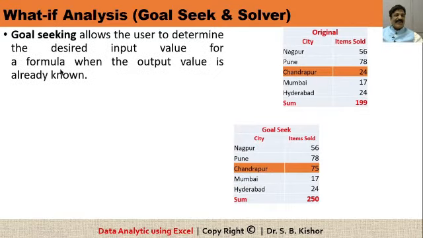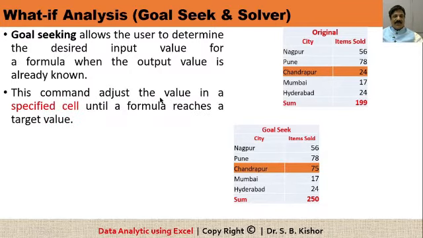It means that Goal Seek allows a user to determine the desired input values for a formula when the output value is already known. We know what the output is, it's 250, and we would like to concentrate on a particular cell address. This command adjusts the value in a specified cell, not all the cells. Remember, we can concentrate only on a specified cell until the formula reaches the target value.